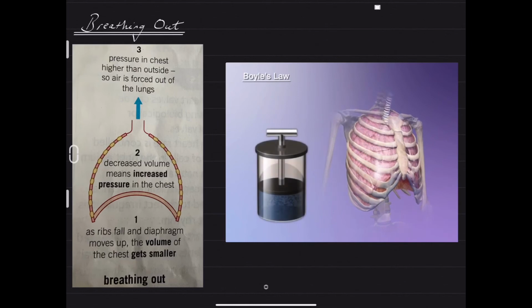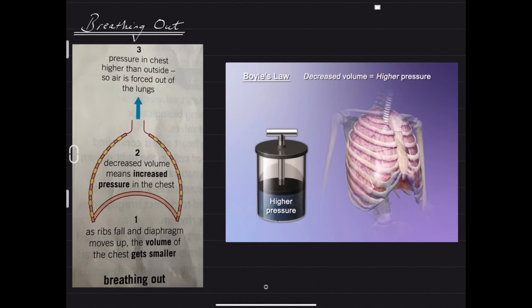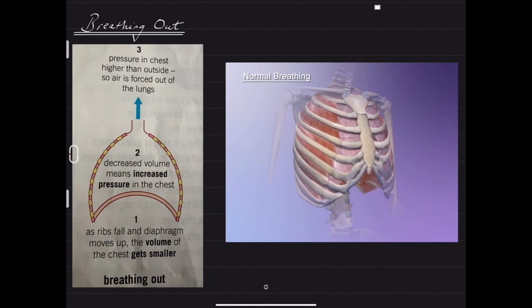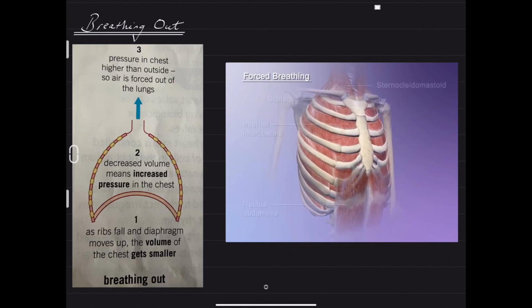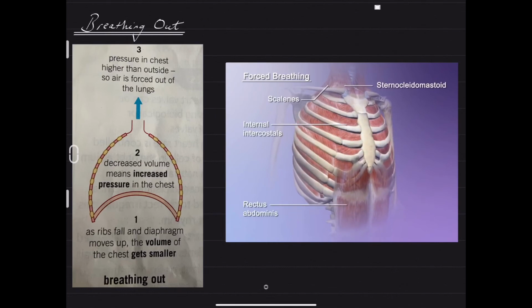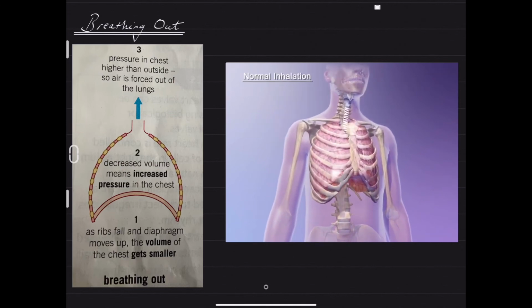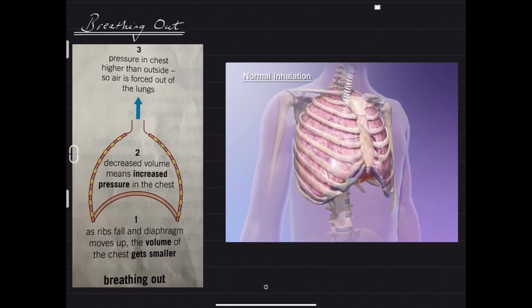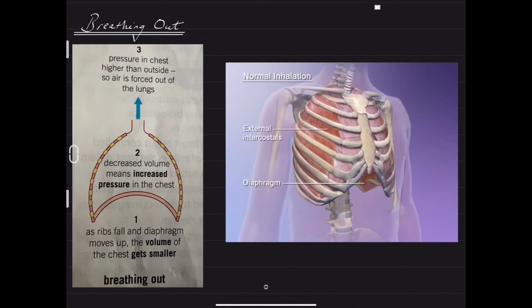And this is also similar to what's happening in our chest cavity, in our chest, that when the diaphragm moves up, the volume of the chest gets smaller because we've decreased the volume. This means there's an increase in pressure. This means there's increased pressure in the chest. And if there's increased pressure in the chest, this will cause the air to be forced out of the lungs. So pressure in the chest is higher than outside, than the atmospheric pressure. So air will be forced out of the lungs. So these are the steps involved for breathing out.